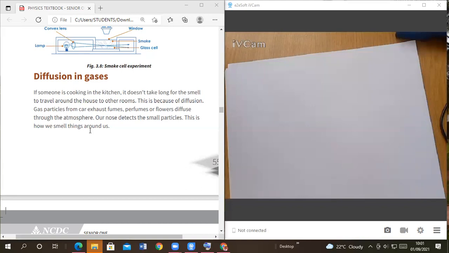Members, do you have any example where you have ever experienced diffusion, apart from these ones which I mentioned? Yes, can you share with us? Who knows? Share with us any example where you have ever experienced this kind of diffusion.